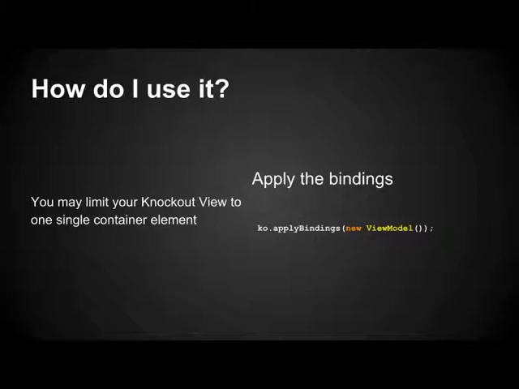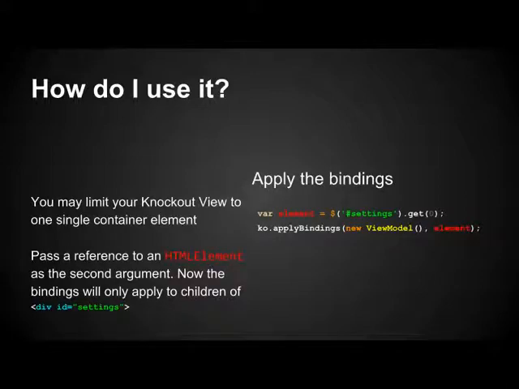You can limit your Knockout view to one single container element by passing that element as the second parameter to the applyBindings function. It actually has to be an HTML element. It can't be a jQuery set. So like I said, Knockout and jQuery are totally separate. So you can use jQuery to get a reference to your container, but you actually have to pass the real HTML element in as the second argument to your applyBindings.